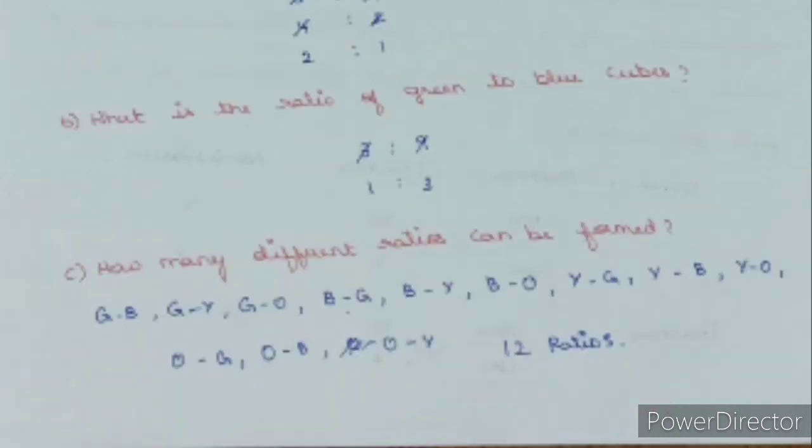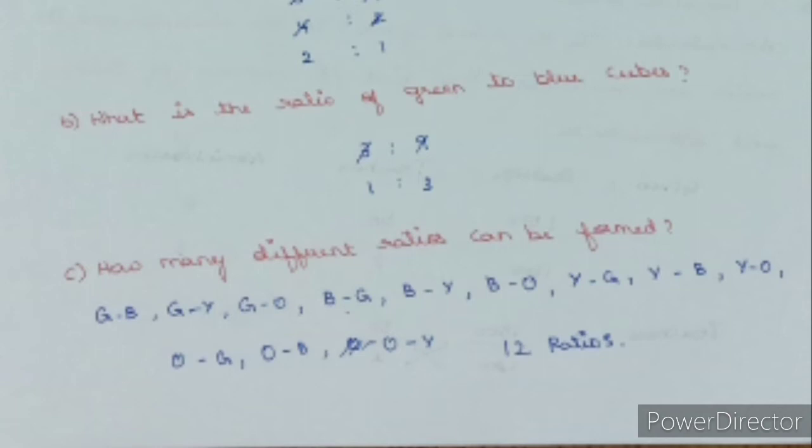Next, what is the ratio of green to blue cubes? So, what is the green? How many green do we have? 3 is to, how many blue? 9. 3 is to 9. 3 ones are 3. 3 threes are 9. So, 1 is to 3. So, the answer for the ratio of green to blue cubes is 1 is to 3.